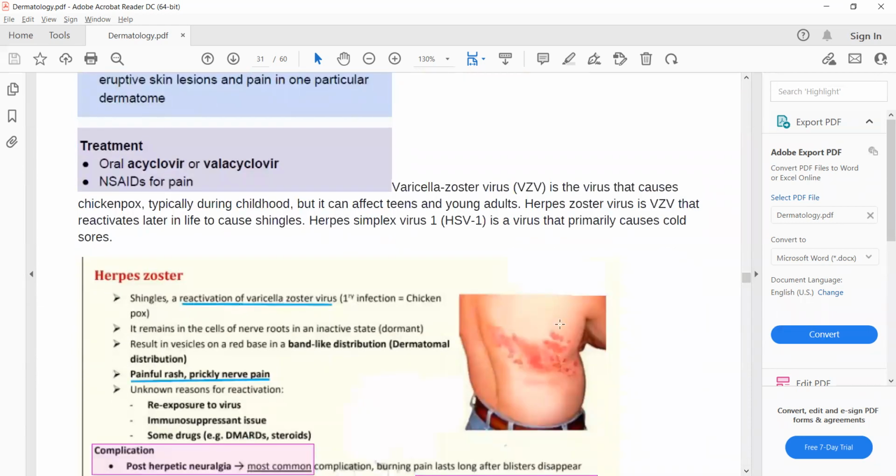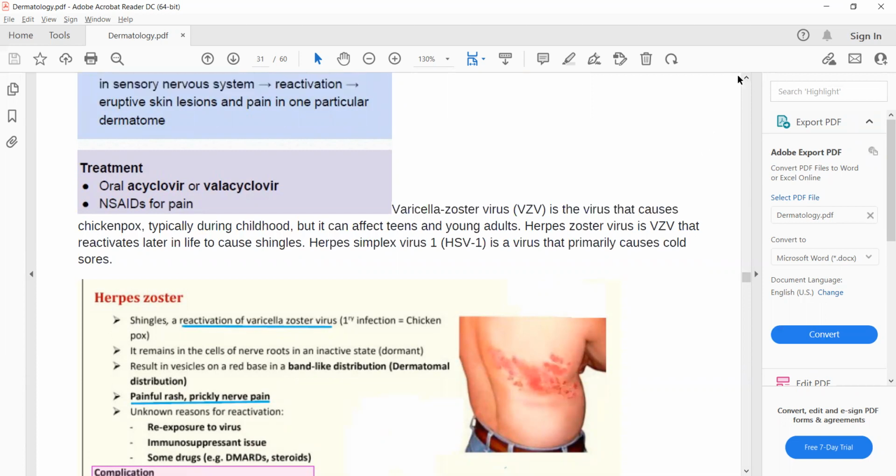You can see that it is most common on the trunk. This person has this localized vesicles in the lumbar region on the back. So this is known as herpes zoster or shingles. So the cause of herpes zoster or shingles is reactivation of the dormant varicella zoster virus that usually lies dormant in the sensory nervous system, and then it becomes activated due to immunosuppression. Usually there will be a band-like distribution.